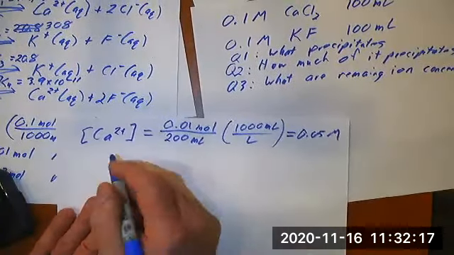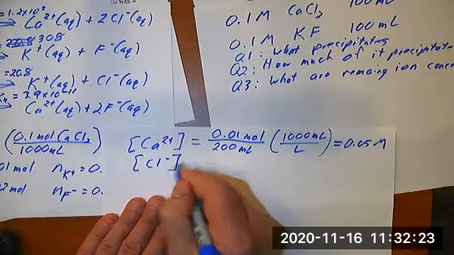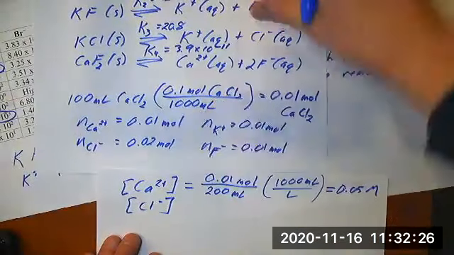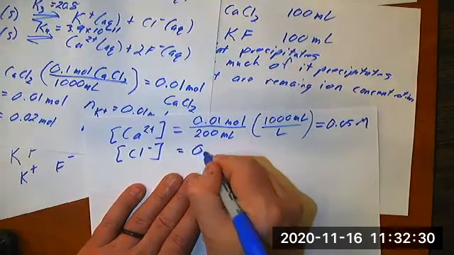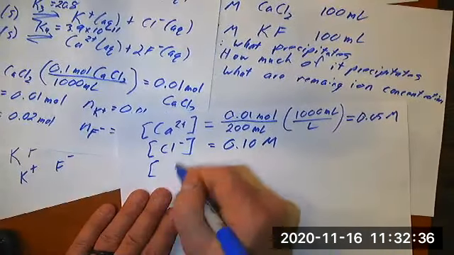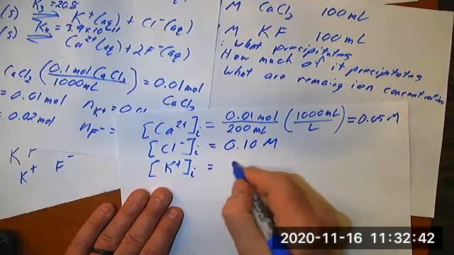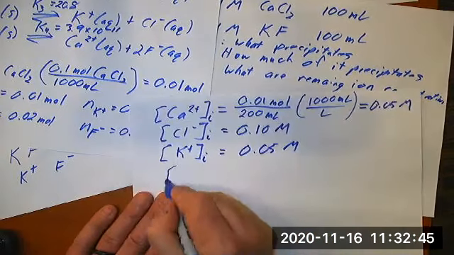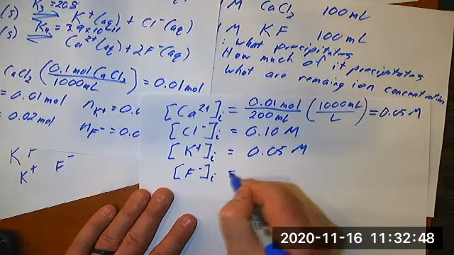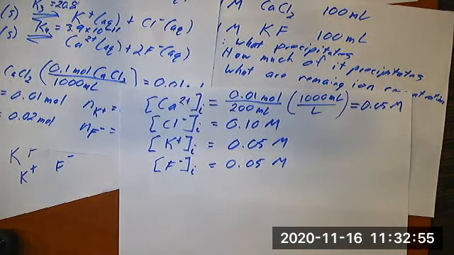So using that concept, we also now know that our chloride ion concentration, remember we have twice as much chloride as we do calcium, is then going to be 0.10 molar. Our potassium ion concentration, and remember these are our initial concentrations, is going to be 0.05 molar, and our fluoride ion concentration initial is going to be 0.05 molar. Anybody have any questions up to this point of getting to our starting point of what the concentrations are before we consider precipitation?